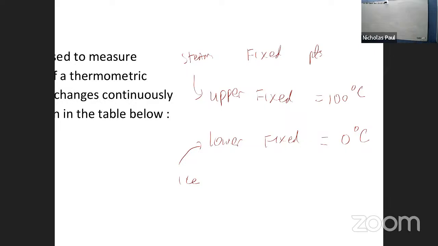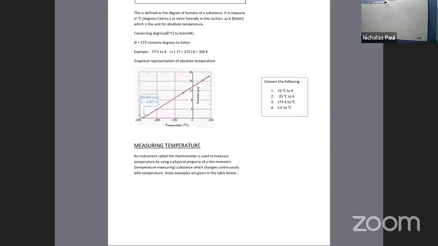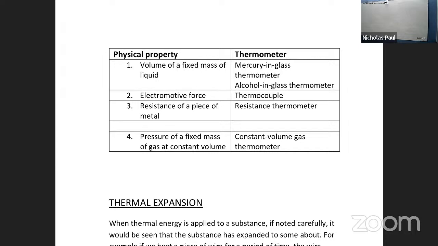Okay, nice. How do we measure temperature again? What do we use? A thermometer, right? So we use a thermometer, and well, we have different types of thermometer here. You can always go back to the summary.